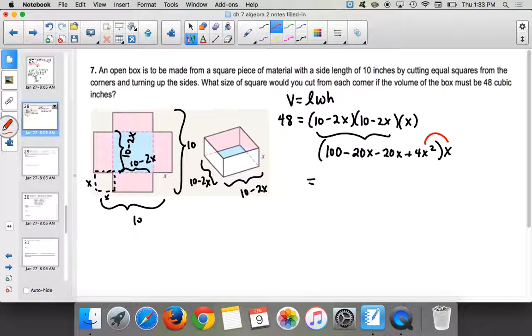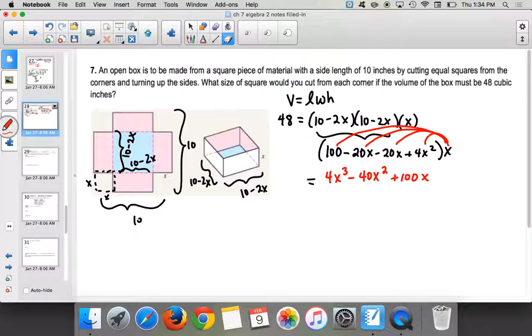So when I do that, I'm going to have 4x cubed minus 20x squared minus another 20x squared, so minus 40x squared. And then plus 100x, and that's all equal to 48, right? So we're going to subtract that 48 over. So that's our function. So 4x cubed minus 40x squared plus 100x minus 48. Do you guys all see that?